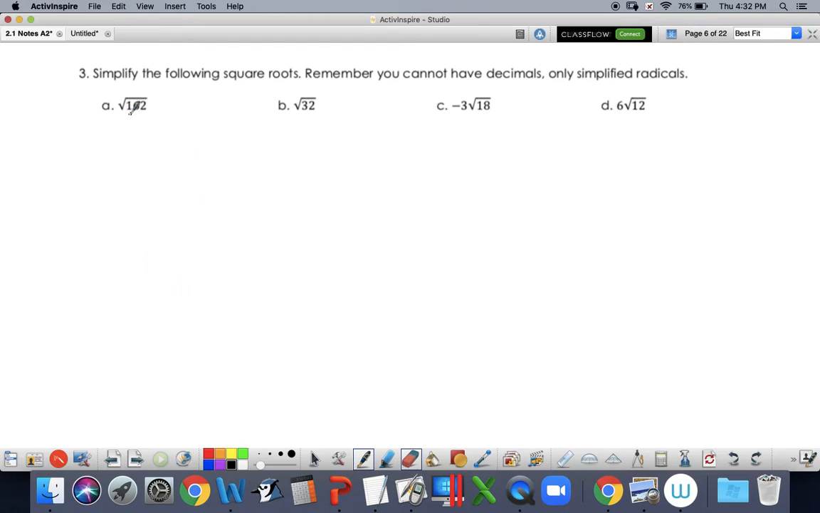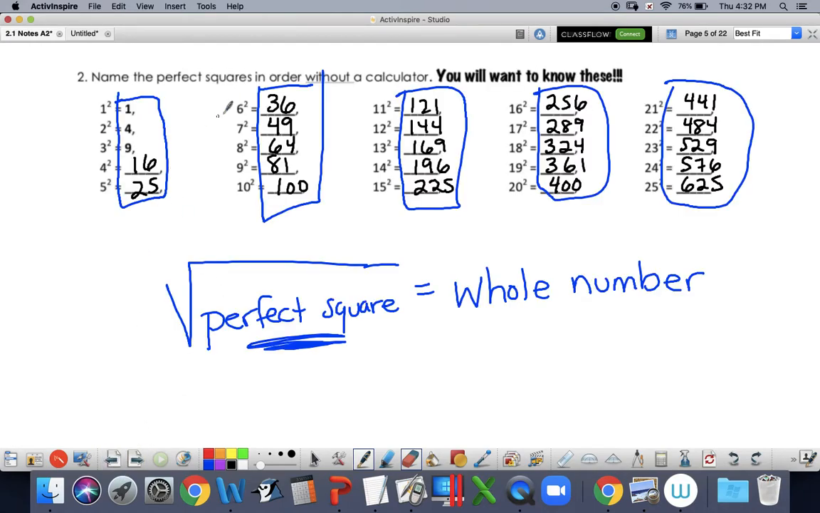So I think of 162 and I say, okay, I need to go back to my perfect squares and look at the closest number to 162. The closest number to 162 is 144. And I ask myself, does 144 divide into 162? No. Does 121 divide into 162? No. Does 100 divide into 162? Nope. Does 81 divide into 162? And the answer to that is yes. So I know I found the perfect square I need to use.